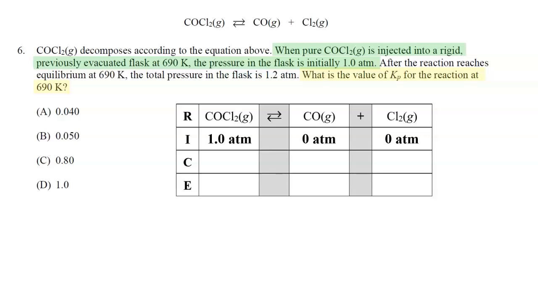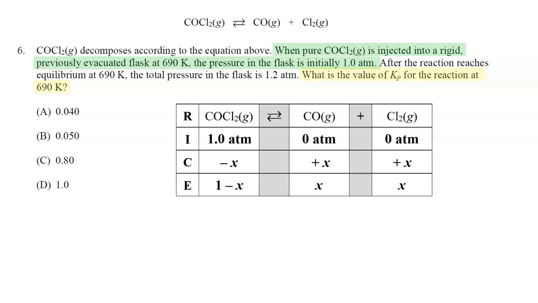Now, what I'm going to do is fill in the change row of the rice table in terms of an unknown variable x. And since each of the substances in the chemical equation has a coefficient of 1, that means it will be either minus x or plus x for the change. So for the reactant, COCl2, that change in partial pressure would be minus x. And then for the products, CO and Cl2, that change in partial pressure would be plus x and plus x. So in terms of the partial pressure of each gas in the flask at equilibrium, it would be, in terms of x, 1 minus x, and then x and x.